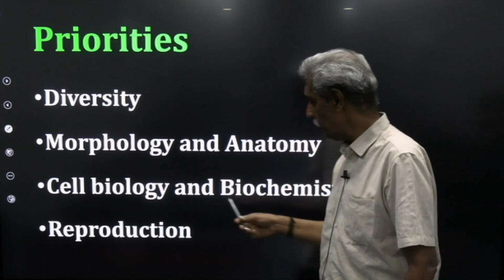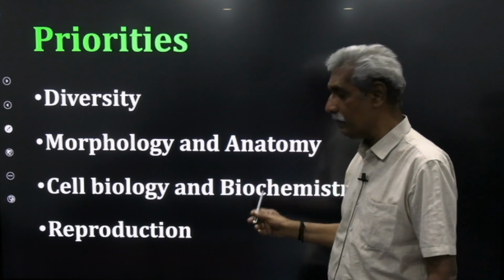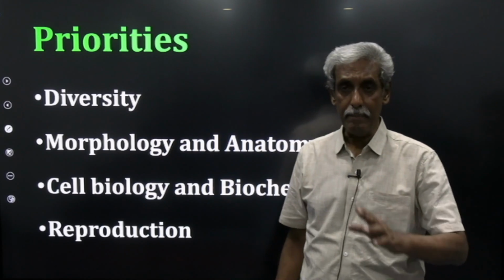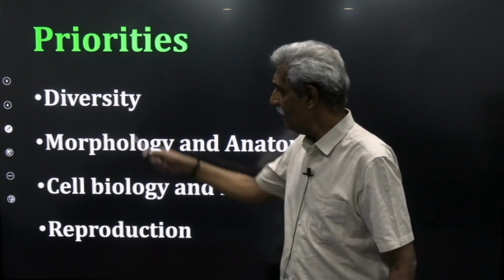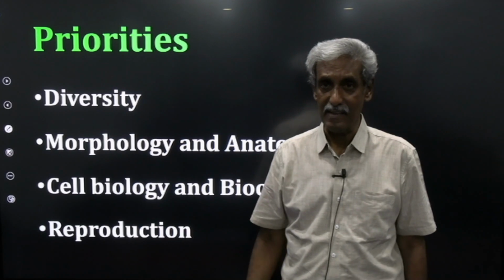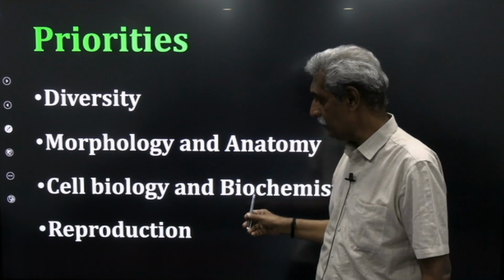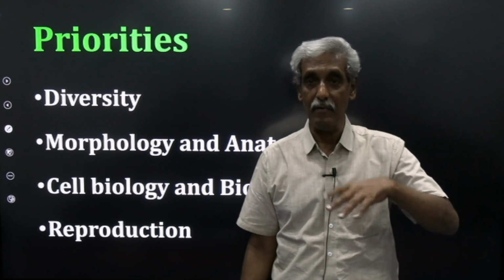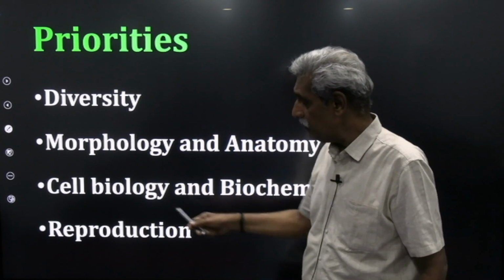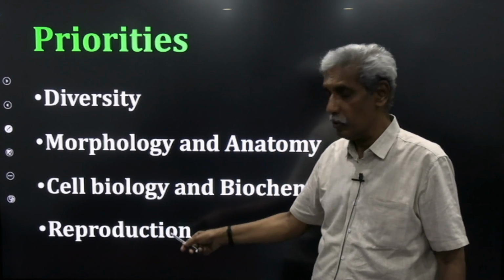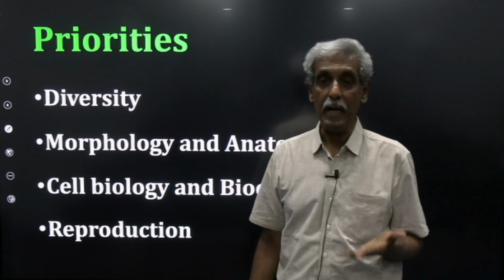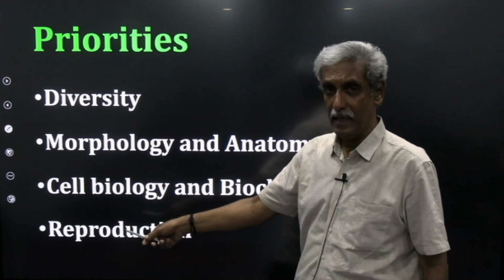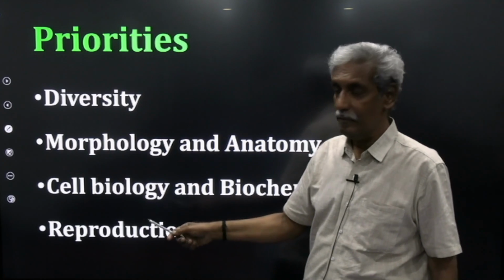The third area from which maximum questions come is cell biology and biochemistry. Cell biology and biochemistry come under contemporary plant sciences, that is modern plant sciences, whereas diversity, morphology, and anatomy come under classical sciences. This forms the basic core for genetics, molecular biology, and cell physiology. In addition, you need a good knowledge of reproduction in higher plants and reproduction in lower plants. So these are the basic priority areas which you need to focus on when going for NEET.